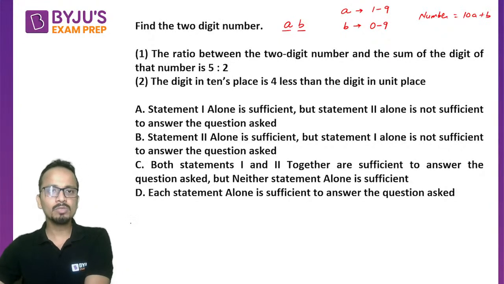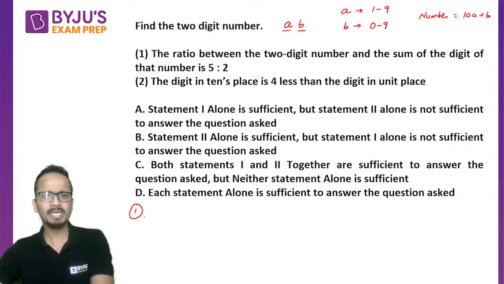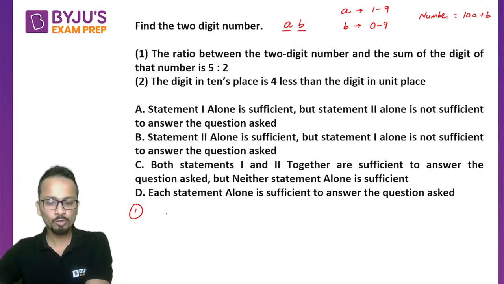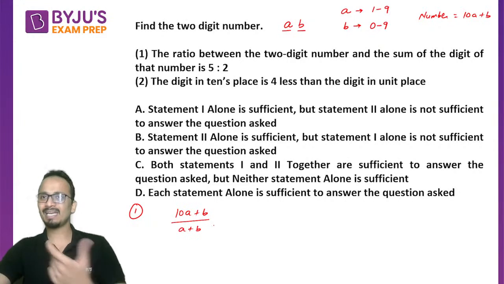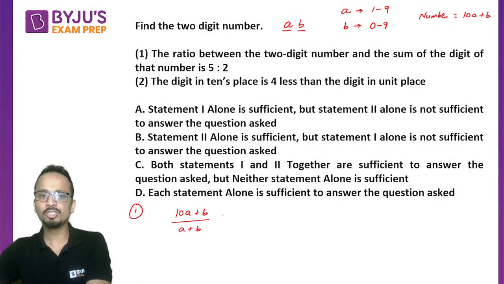Now let's come to these statements. Statement number 1. All of you have given option C as the answer, so it should be correct. Let's see if all of you are correct or not. Now statement number 1 says, careful, all of you with me, the ratio between the two-digit number, which is 10A plus B, and the sum of the digits, which is A plus B, is 5 upon 2.